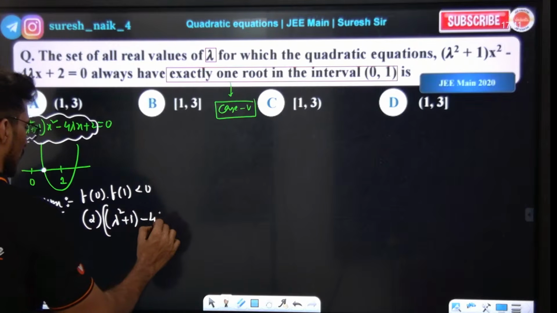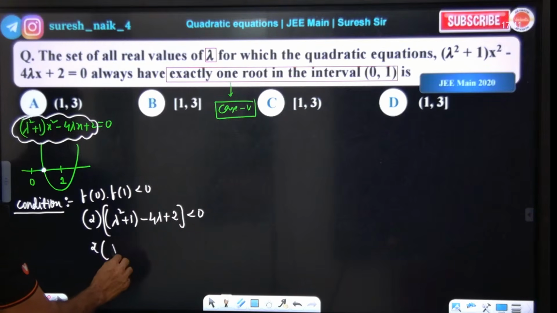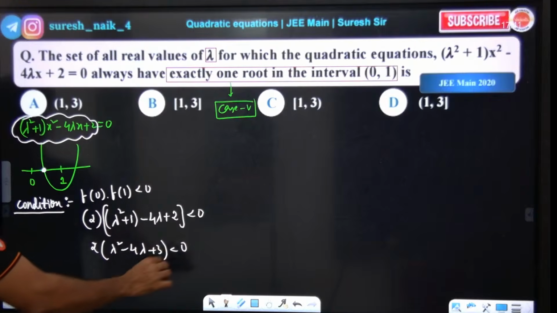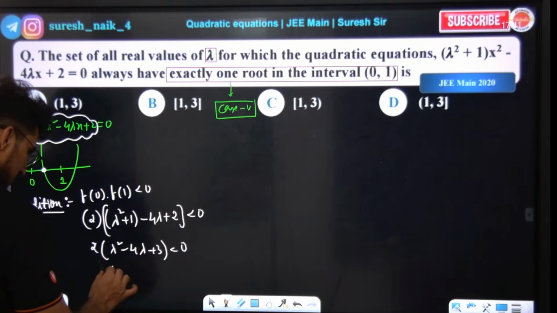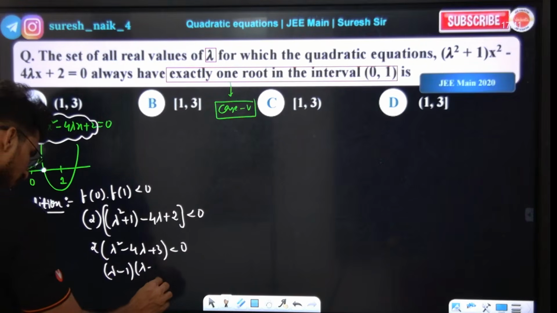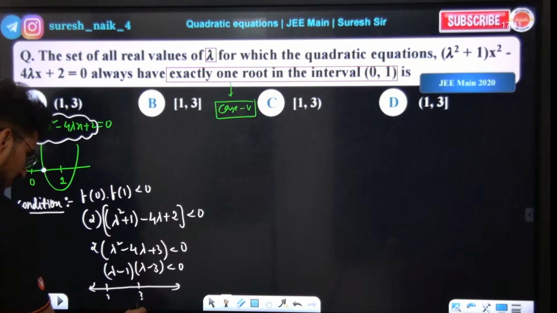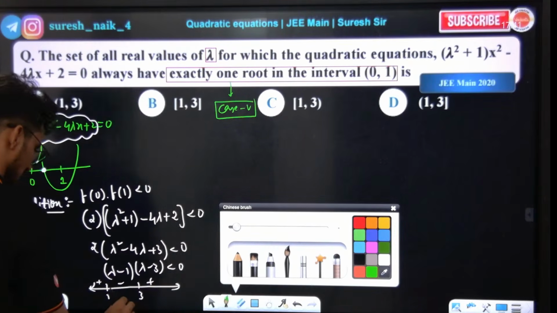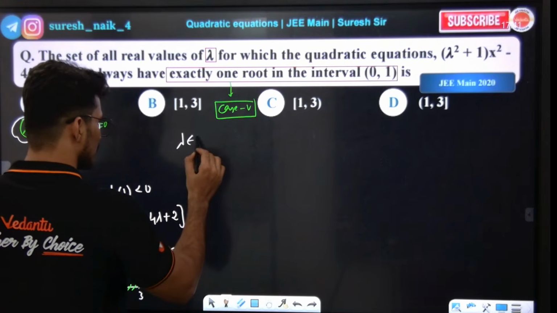minus 4 lambda plus 2, less than 0. So we get 2 times of lambda square minus 4 lambda plus 3 less than 0. Shifting the 2 to the other side, what do I get? What are the factors for this? Lambda minus 1, lambda minus 3. Yes or no? Factorize and apply the wavy curve method for less than 0. Here plus 1 is 3. Can you all see the board? Yes sir. In this region we need to apply minus, here plus, minus. I need this region. So lambda belongs to the interval 1 to 3.